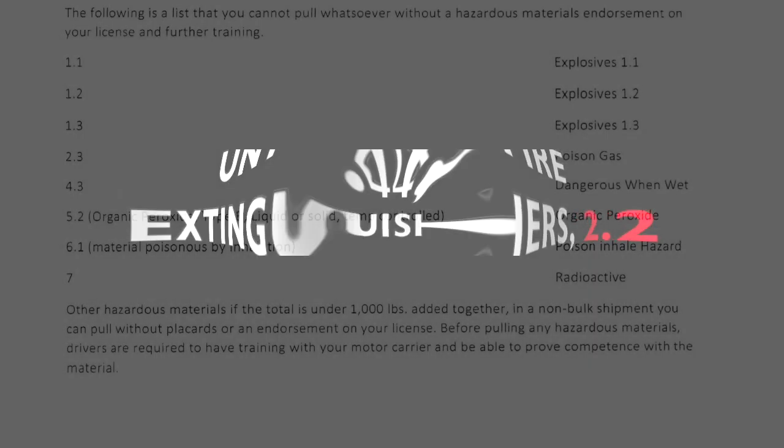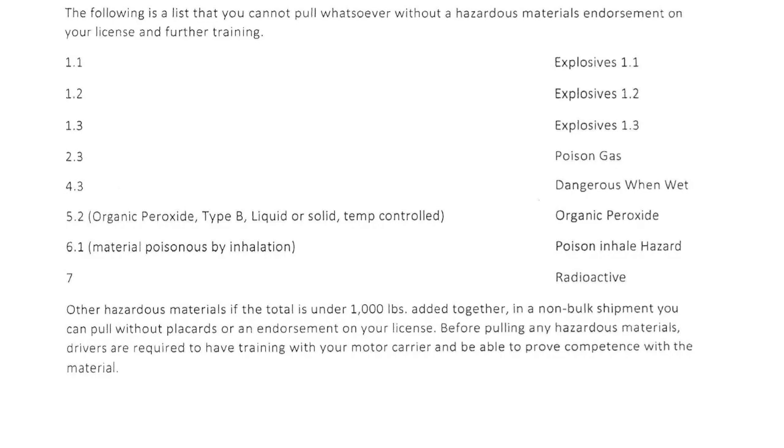So let's look at another. UN 1044, fire extinguishers 2.2. First, take a moment. What is the hazmat class of this one? Take your time. Hopefully you answered 2.2. Now that you know it's 2.2, see if 2.2 is on the list. Take a look. Okay, so it's not. So non-bulk, under 1,000 pounds total, you could move this one.